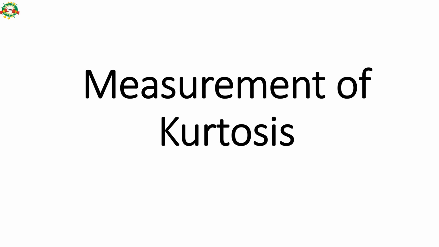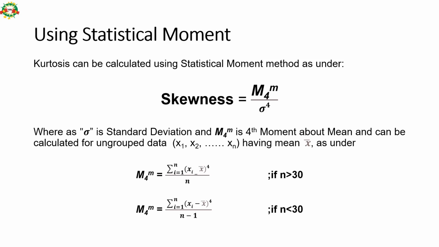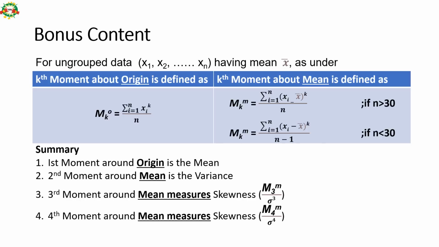Okay, kurtosis measurement. Using statistical moment, kurtosis is M4M divided by standard deviation raised to power 4, whereas the formula for M4M is this for large data and this for small data. So this is also important. This summary is important from an exam perspective. You may not get this information anywhere, and that's why it is called bonus content.